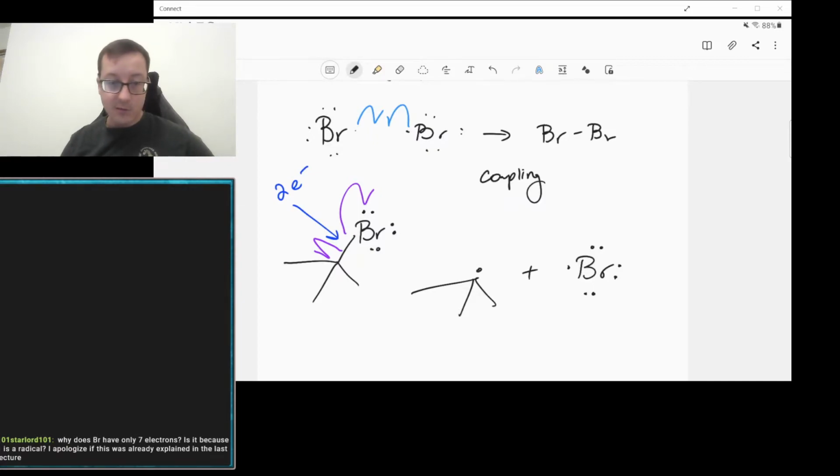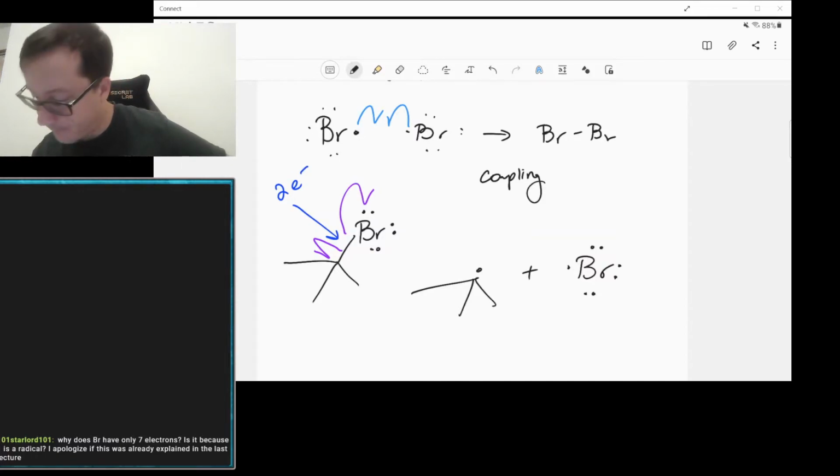It's got 3 bonds. Those 3 bonds are each 2 electrons, and it's got the 1 radical. So all radicals are odd electron species, so they will always have 7, 5, 1 electrons, some sort of odd number of electrons. So that's why bromine radicals will have that. All right, so fun stuff.